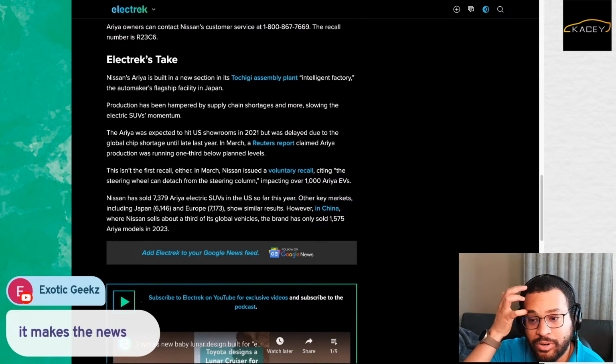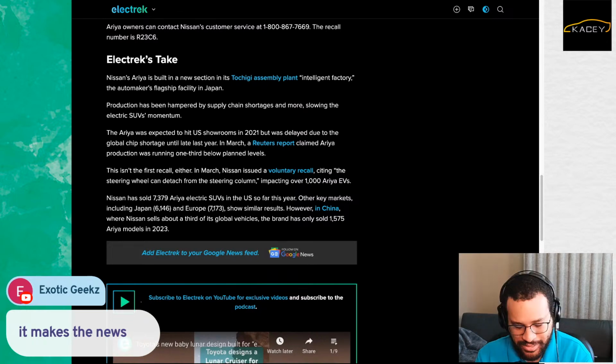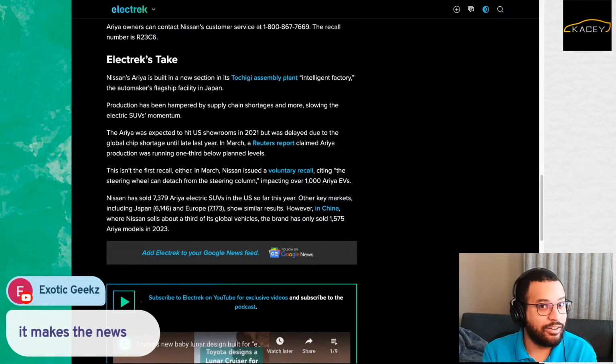This isn't the first recall either. In March, Nissan issued a voluntary recall, citing the steering wheel can detach from the steering column, impacting 1,000 Aria EVs. And you guys might remember that because we had talked about the Aria having a steering wheel detaching, and the Model Y had a handful of steering wheels potentially detaching, with 2 or 3 actual incidents of the person having a lot of slop in the wheel. Never good. Never good.